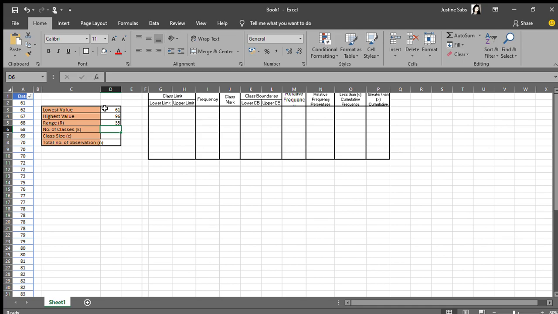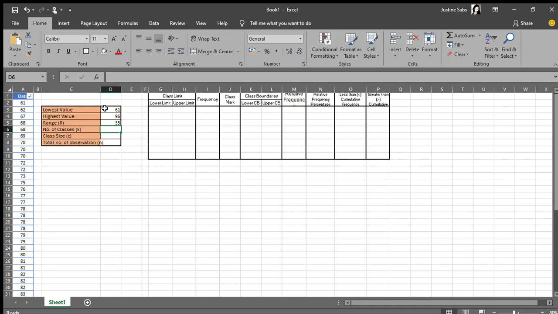There are chances that we can compute a number of classes that is expressed in a fractional form, or not exact, not a whole number. If the behavior of the majority of your data is a whole number, that means the number of classes must also be expressed as a whole number. If your data has one decimal place, the number of classes and the class size also follow that kind of behavior.